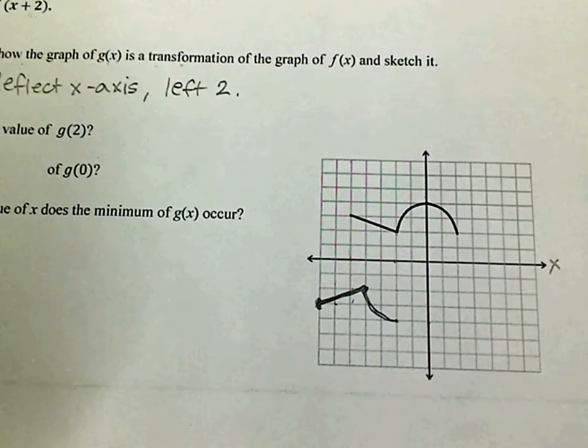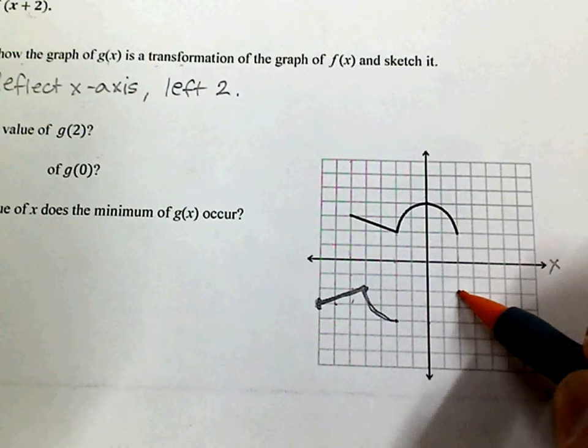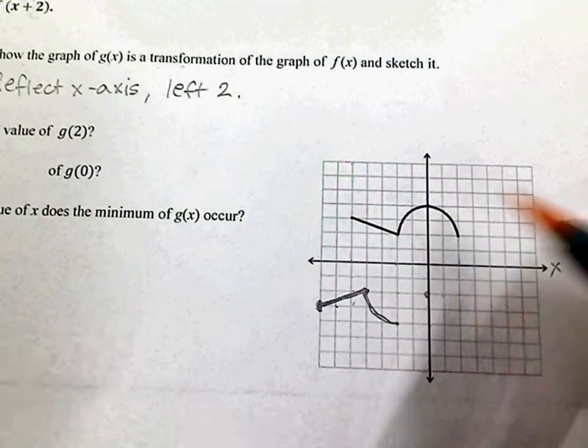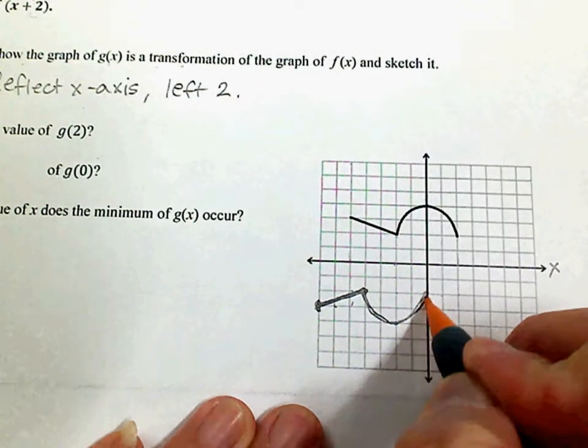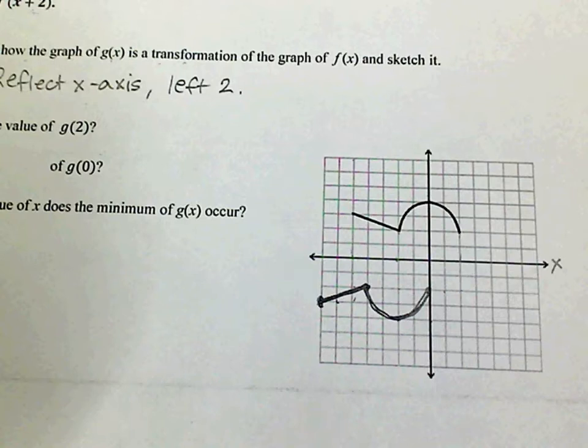Okay? See how I just flipped it over? This one, instead of going up 2, I'm going to reflect and go down 2. And I'm going to go left 2. 1, 2. Did you guys reflect the picture? And did you move it to the left 2? There you go. All right.